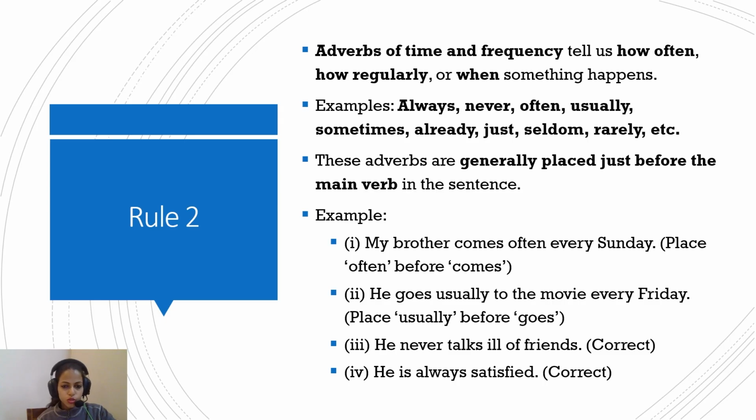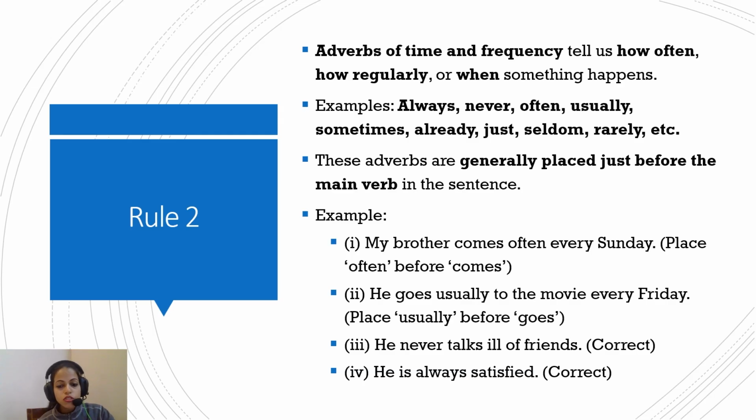Now let's look at an example to understand this better. For example, my brother comes often every Sunday. Here the word often is not placed correctly. How should it be placed? My brother often comes every Sunday. So the word often is the adverb and comes is the verb. So often should be placed just before the main verb, that is comes. Okay.